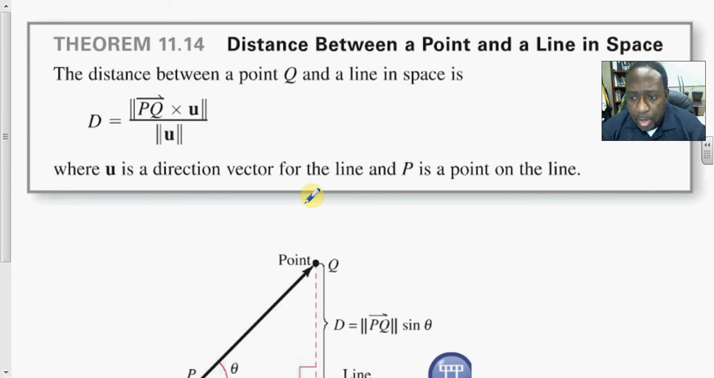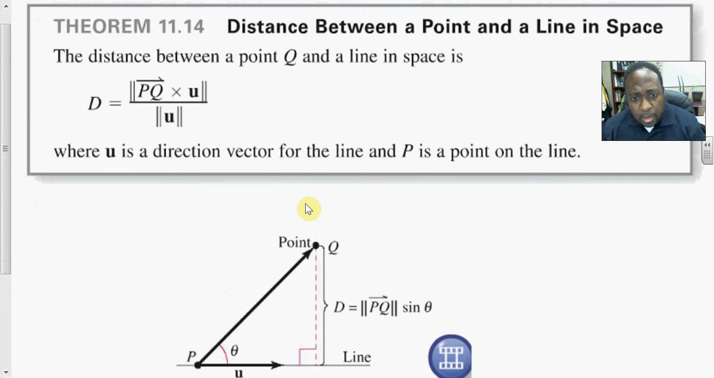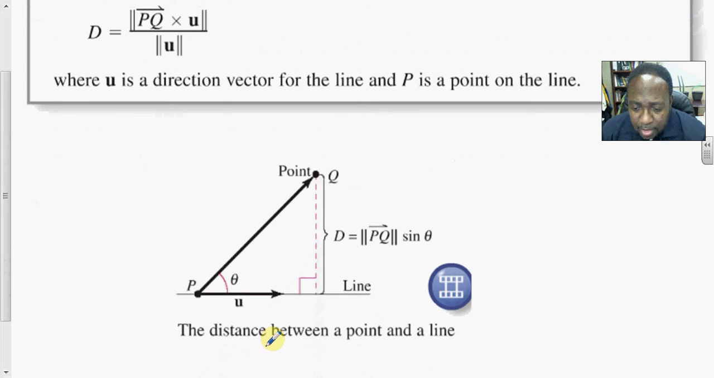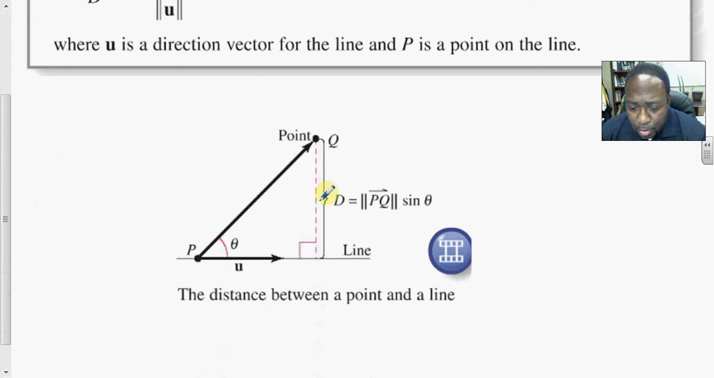Calculate the distance between a point and a line in space. Not only will we calculate this distance, but we will also derive its formula. The distance is between a point Q out in space and a line, where on the line there's some point P that we can distinguish, and the direction vector U, a vector on the line, is given. So then we should be able to calculate this distance between the point Q and the line.